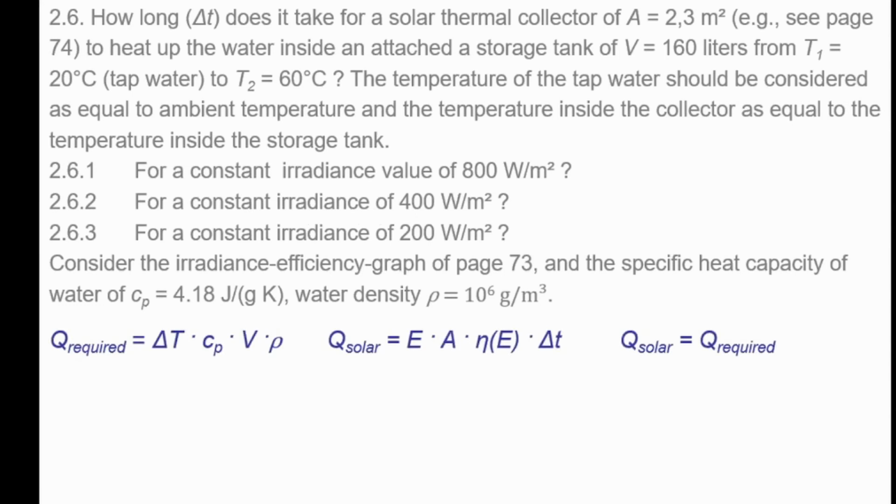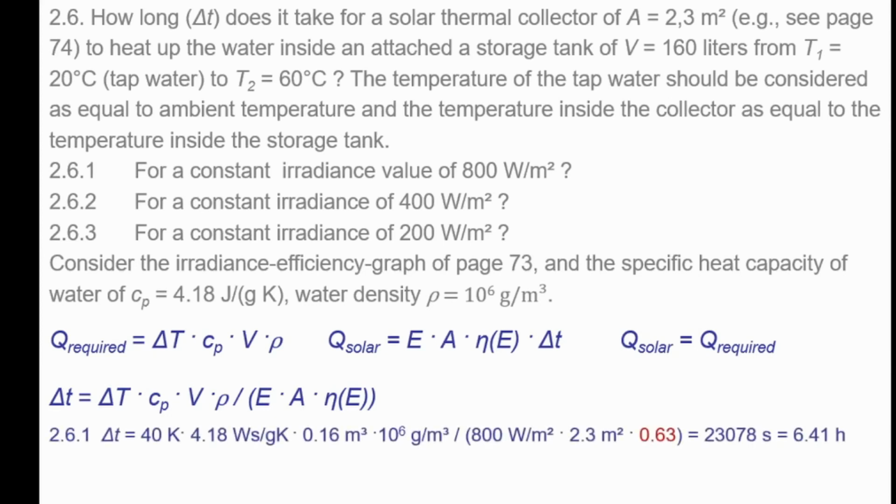We see here the heat required and the heat provided by solar. You have to just match this. So the required heat has to be covered by solar. We calculate it now. So the time required to achieve that is the temperature difference multiplied by the heat capacity of the water times the volume times the density of the water rho, divided by the irradiance value E times the area and the conversion efficiency at a certain irradiance value.